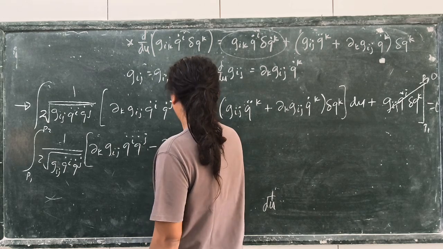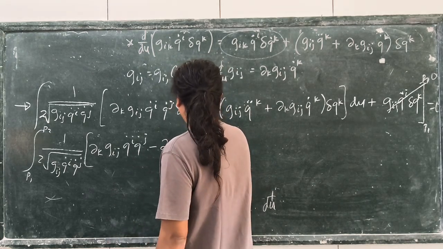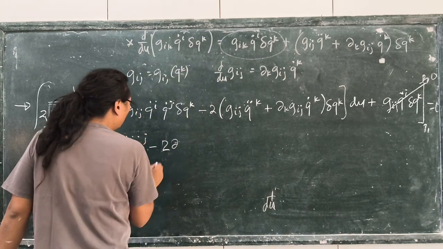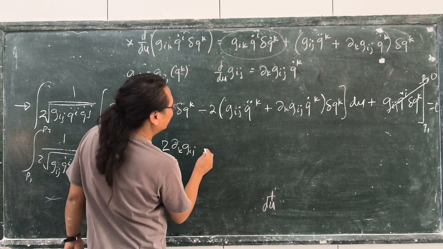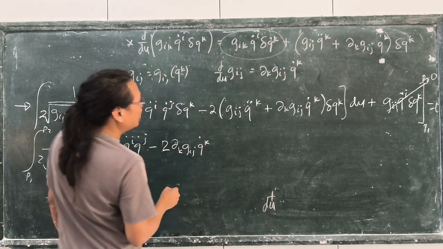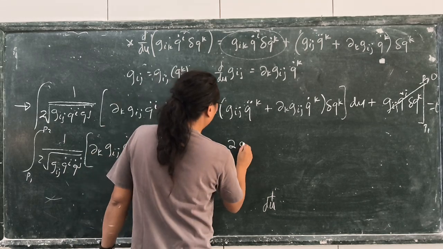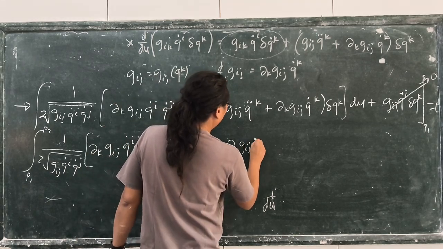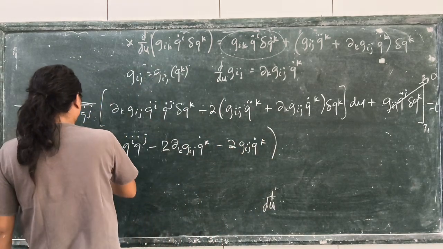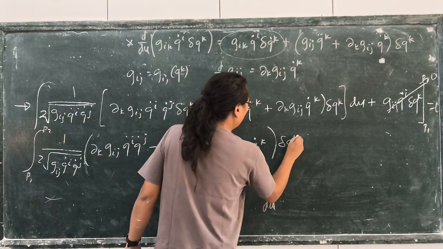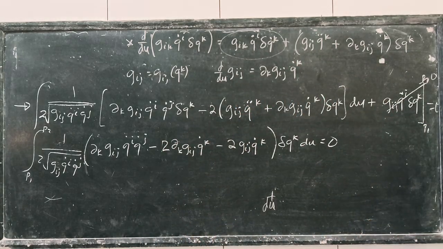Minus 2, ato ni siyang ikuha na, 2 delta, okay, atong tanong ng 2 delta K Gij Q dot K, minus 2 Gij Q dot K. Okay, delta yan. Delta QK du equals 0. Now, this is now the equation.